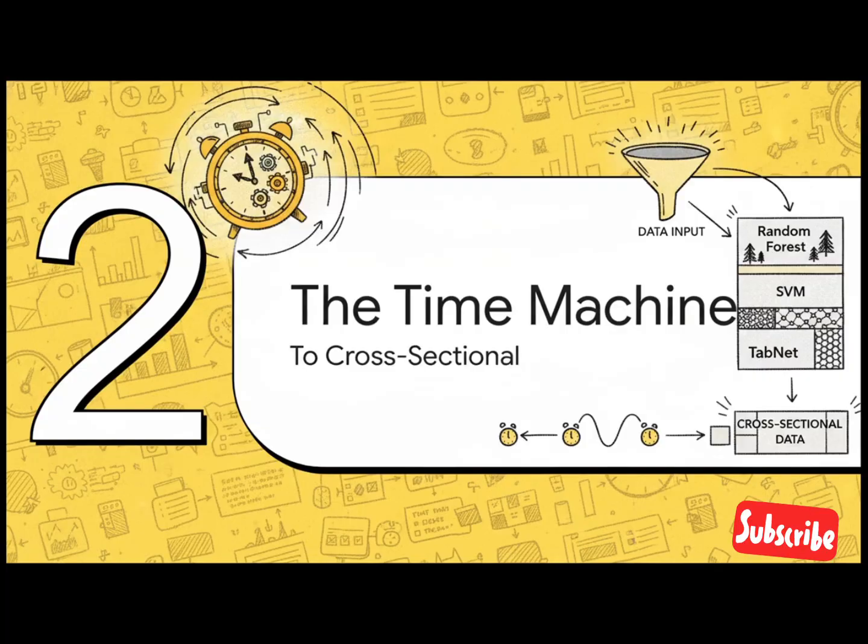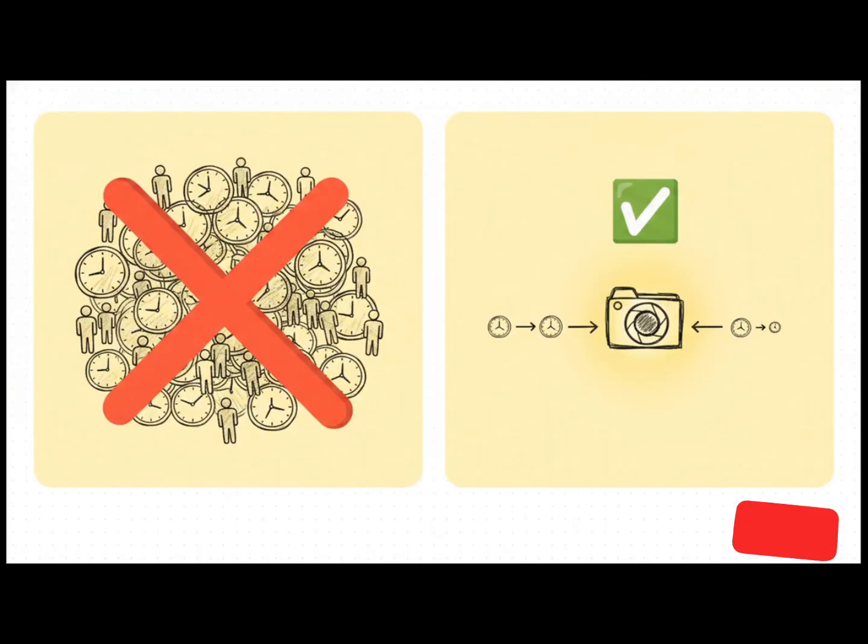Moving right along to Station 2, the time machine, transforming our data from longitudinal to cross-sectional. This is absolutely crucial. Most standard machine learning algorithms, like random forests, support vector machines, or TabNet, assume your data is cross-sectional. They expect each row to be an entirely independent sample. The wrong way to handle ADNI data is treating every patient visit over several years as an independent overlapping sample. The right way? We have to translate those longitudinal records into a clean, cross-sectional dataset.